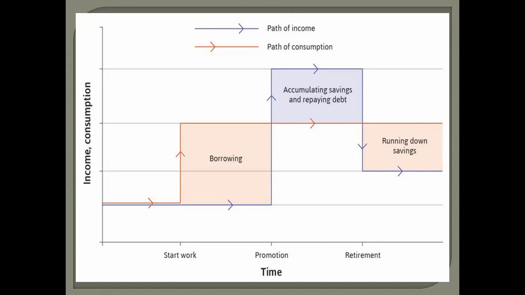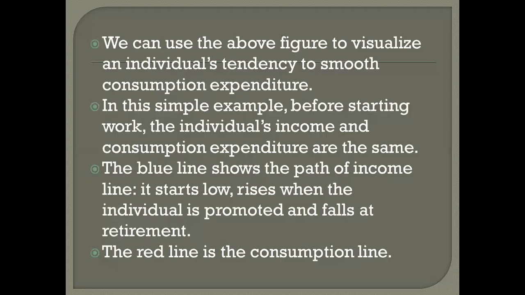Then after retirement, what happens? After retirement, his income line lies below the consumption line. That means here he will run down the earlier savings, so that he stabilizes his consumption. Now, this can be more clearly elaborated with the help of the next slide.